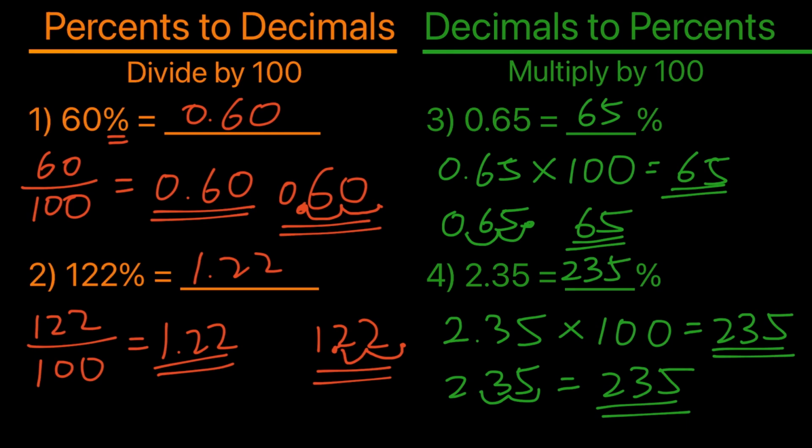So these are examples of how you would convert percents to decimals and decimals to percents.